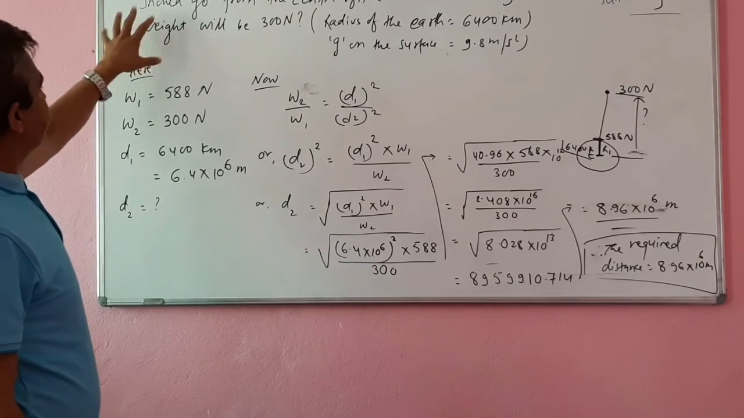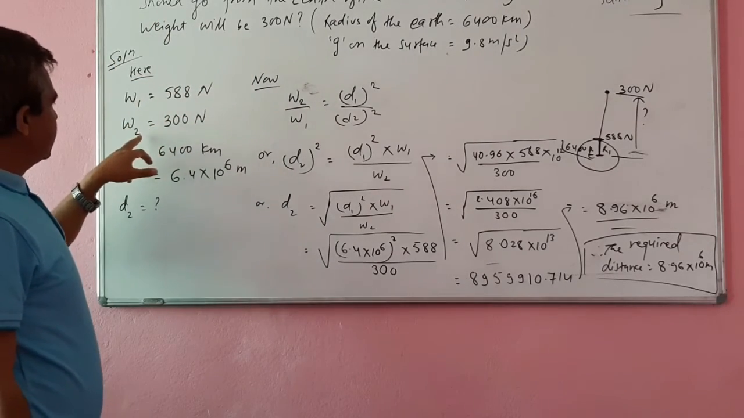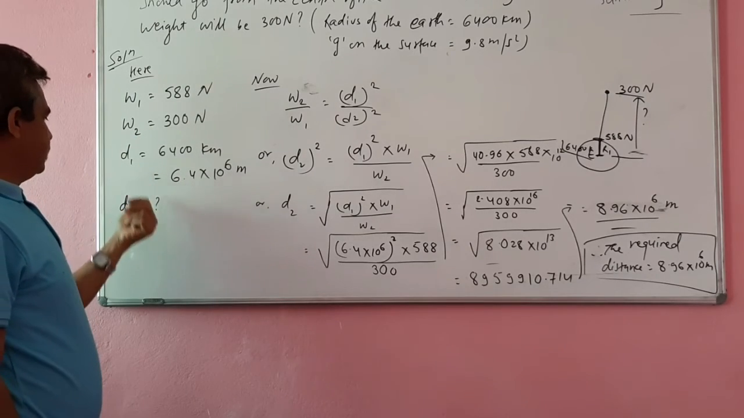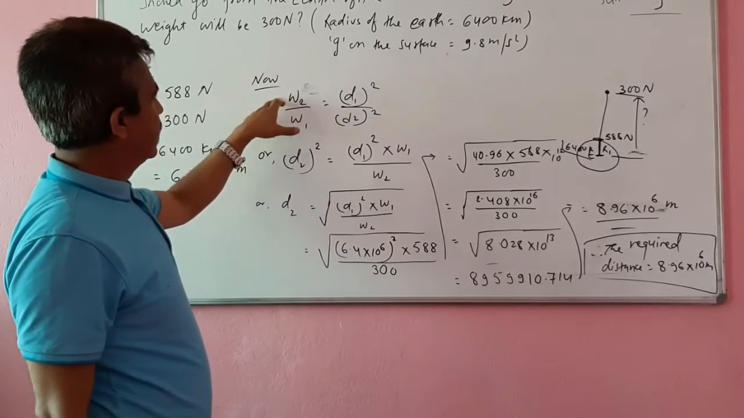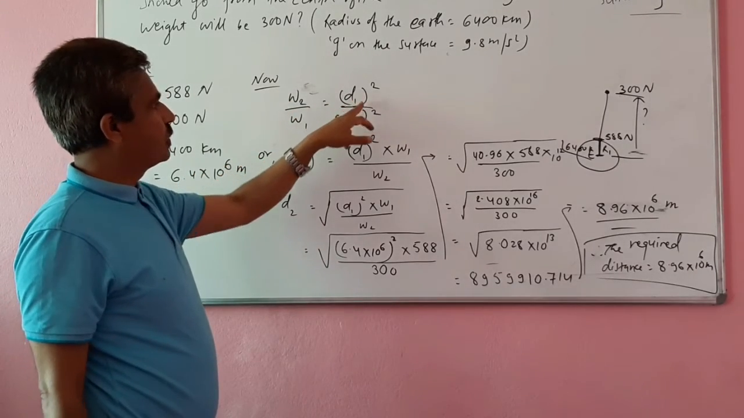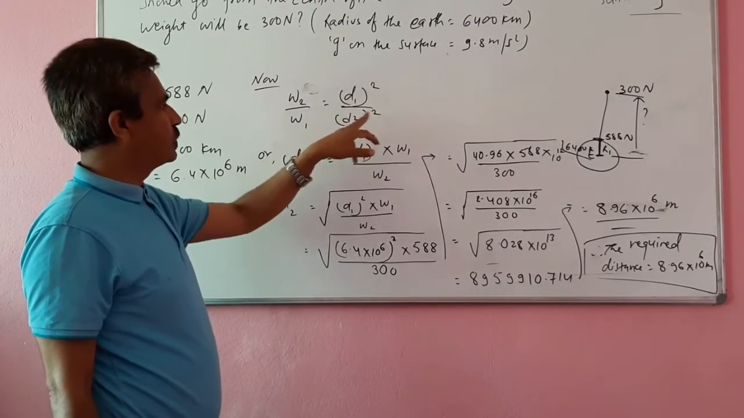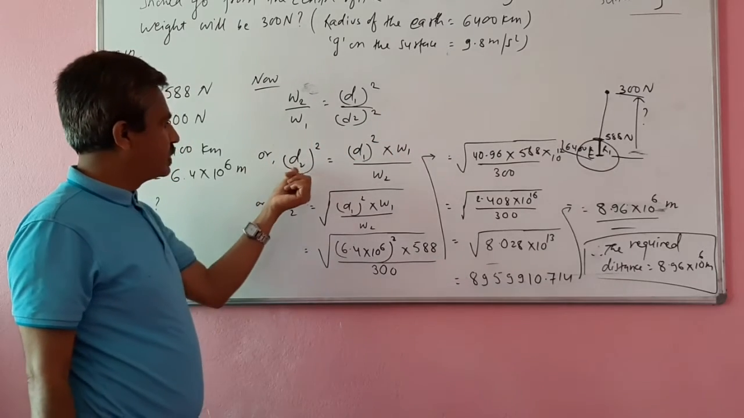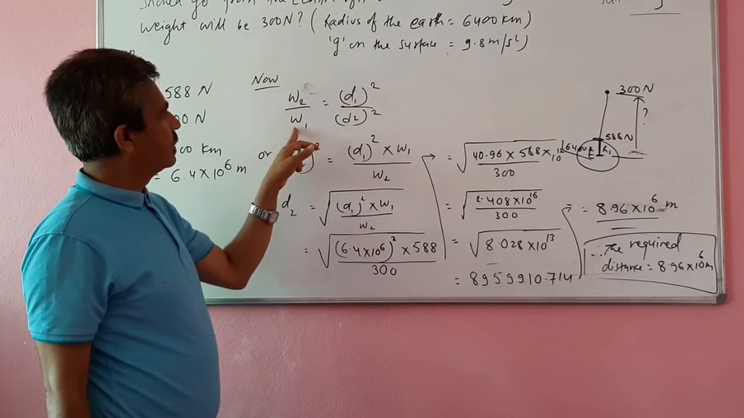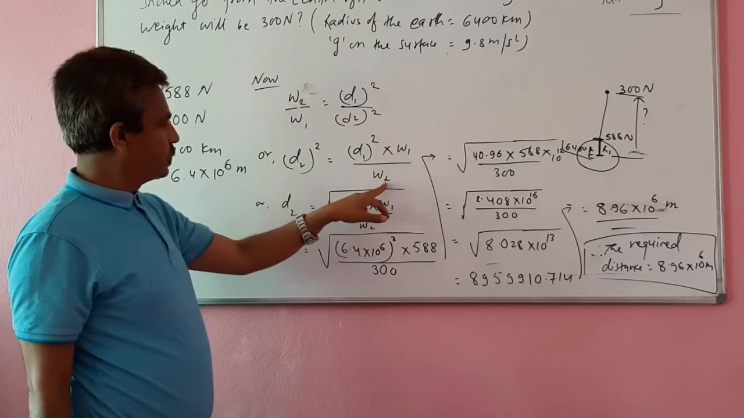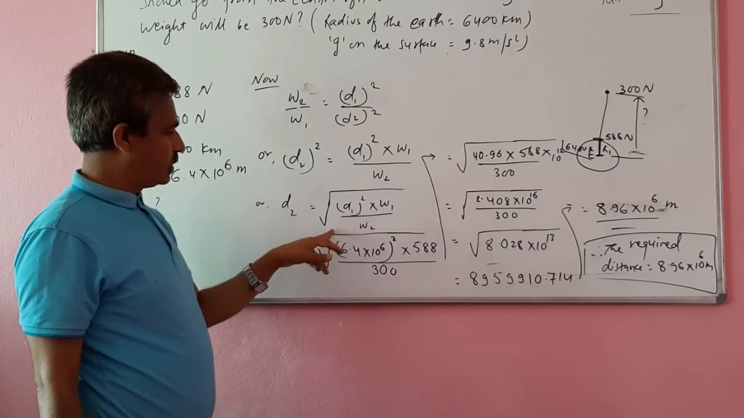In this question, W1 is given, W2 is given, D1 is given. We have to calculate D2. As usual, the formula is W2 by W1 equals D1 square by D2 square. But we have to calculate D2 square. So D1 square multiplied by W1 by W2. Now D2 equals root under.